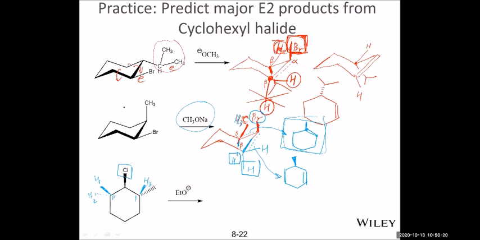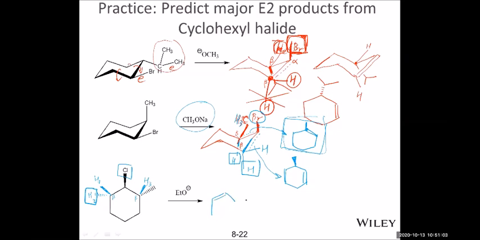Remember, the leaving group and hydrogen in the cyclohexane both have to be in the axial position, on the nearby two carbons. This hydrogen is the same as the wedge, so this cannot be eliminated. Only this hydrogen can be eliminated because it is a dash. It's on the opposite side of the ring, and when the chlorine adopts the axial position, this hydrogen will be axial.